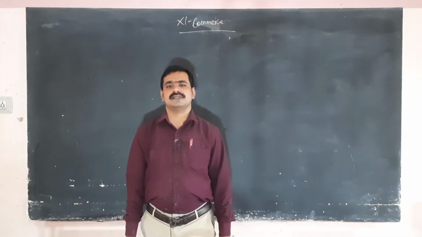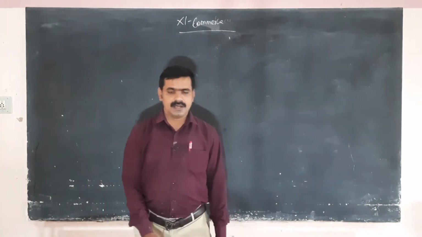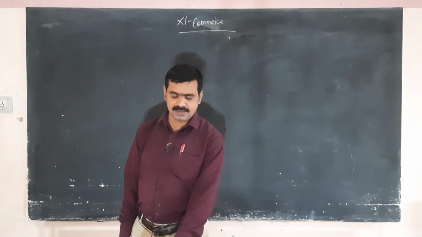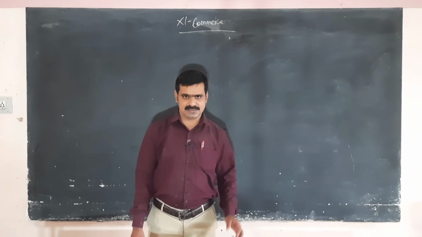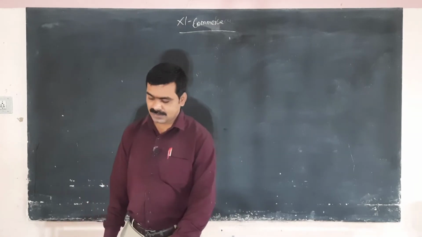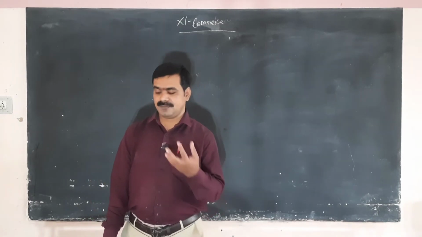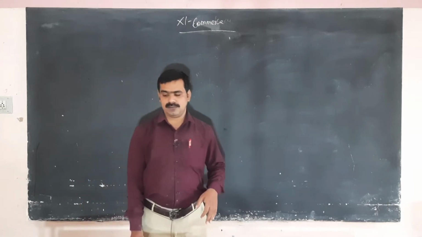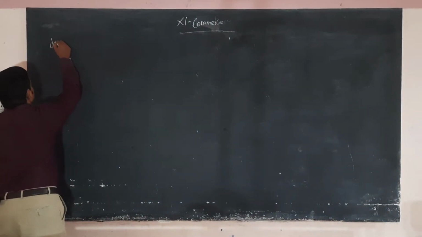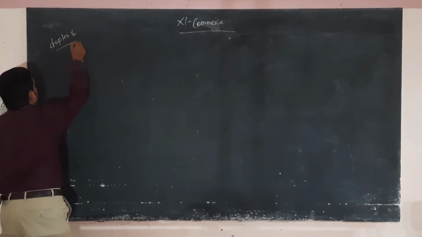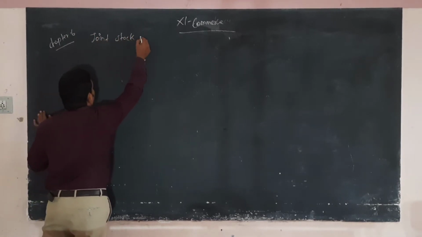Today we are going to discuss chapter number 6 in commerce. In the last video we saw the types of companies: classification on the basis of incorporation, classification on the basis of membership, and classification on the basis of liability. This chapter's topic is the joint stock company.